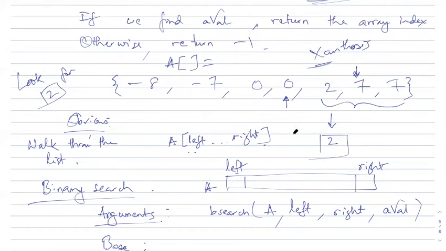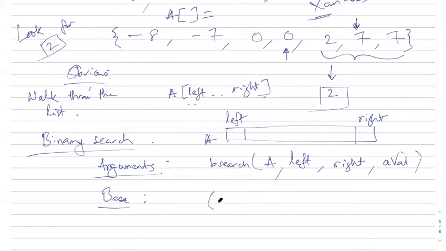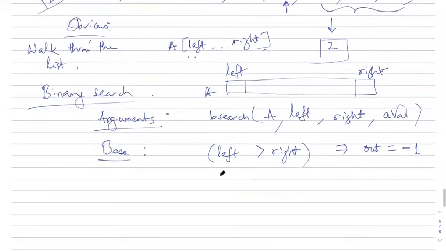So somehow or other, if we are looking for a value which is out of range, after searching, you end up in an out of range for the indices. That means you did not find it. So one exit condition that can happen is that the left becomes greater than right while you're searching, and then the output will be equal to -1. This is the first base case.